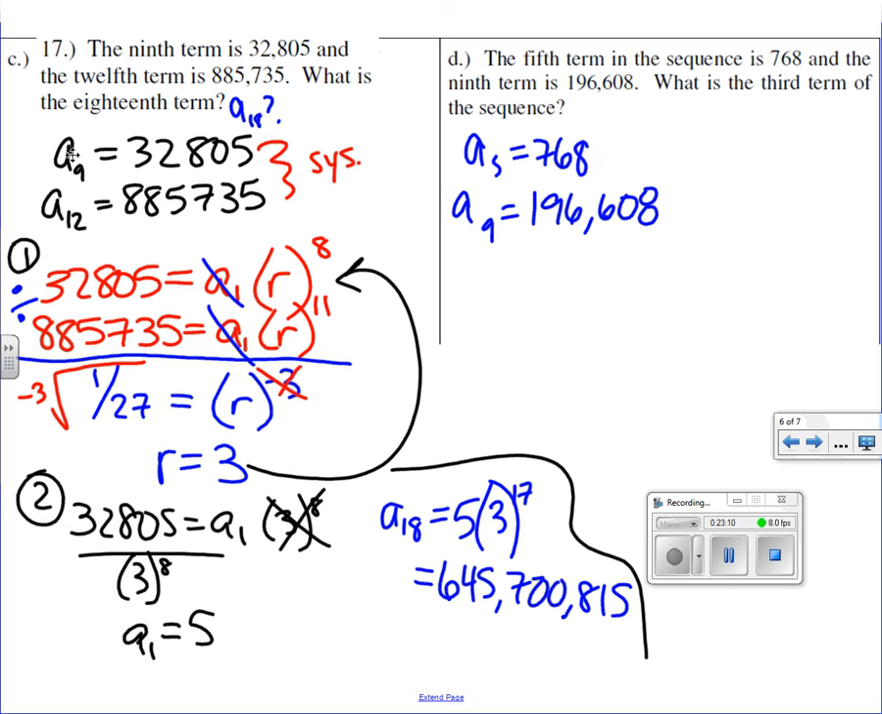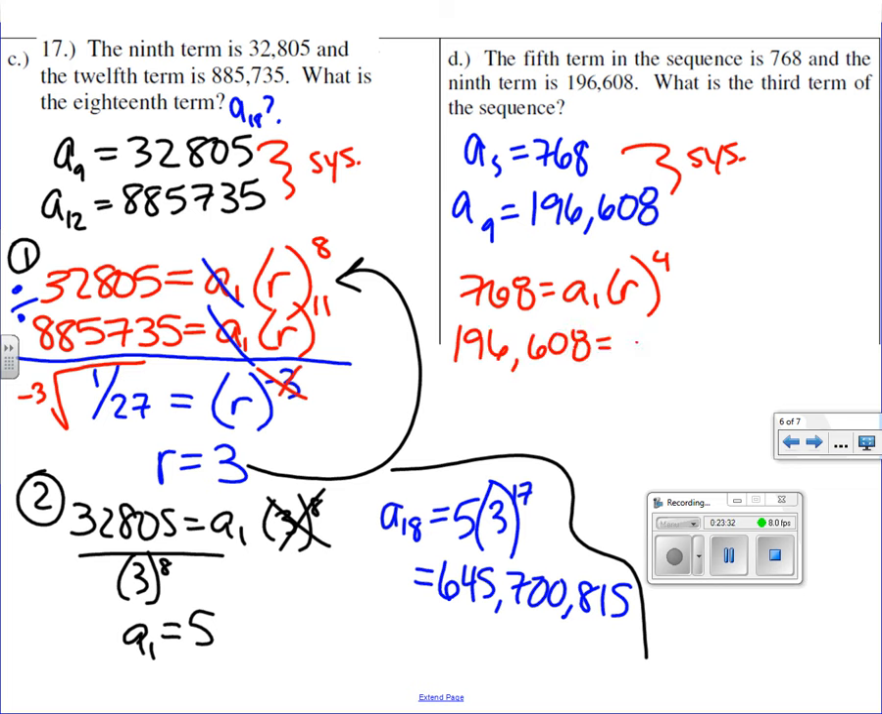All right, AJ, what do I got to do from there? System. Because I have 2 A's. Gabrielle, what's my first equation going to be? Very good. Laura, what would my second equation be? Very good. All right, Eden, what am I going to do with 768 and 196,608? Divide it. Very good.